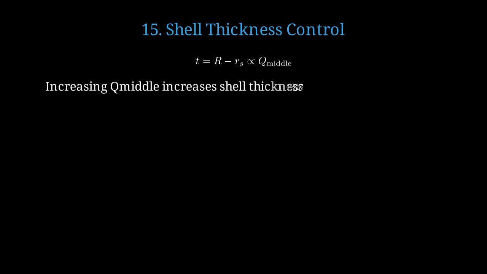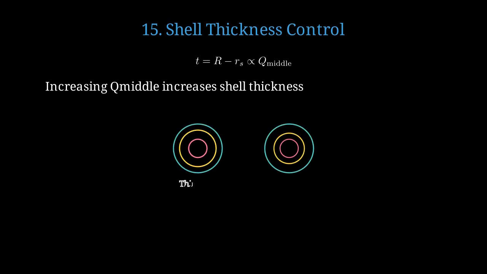Independent control of shell thickness is critical for optimizing encapsulation properties. Shell thickness equals outer minus inner radius, proportional to middle phase flow rate. Increasing the middle phase flow rate produces thicker shells at constant core size. Same core size with different middle flow rates produces thin versus thick shells.